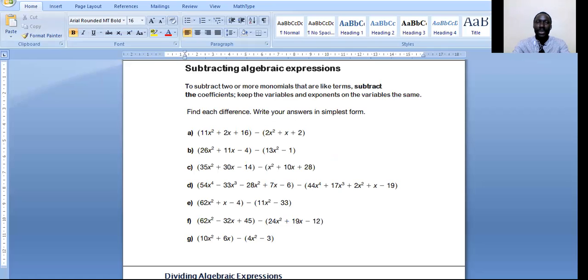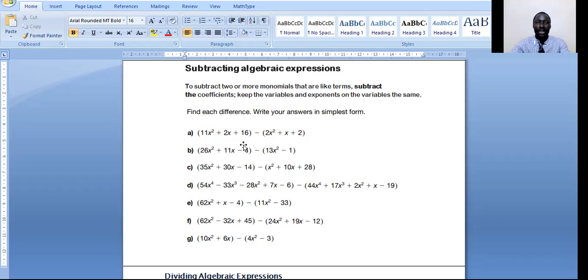Well, to subtract two or more algebraic expressions with one term each, called monomials, that are like terms, we subtract the coefficients and we keep the variable, that is the unknown letter, the way it is. We only subtract the coefficients. And also we leave the exponents of the variables. We don't touch them. For example, look at these algebraic expressions that we have to subtract.